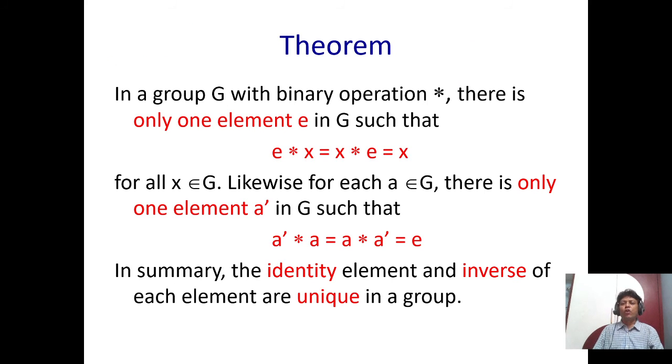Next theorem: in a group G with binary operation star, there is only one element E in G such that E star X is equal to X star E is equal to X. So you have only one identity. This is also very simple, you can try this. I will give you a hint: you have to assume there are two identities, E1 and E2, and follow the cancellation laws. You can easily prove that the group has only one identity element.